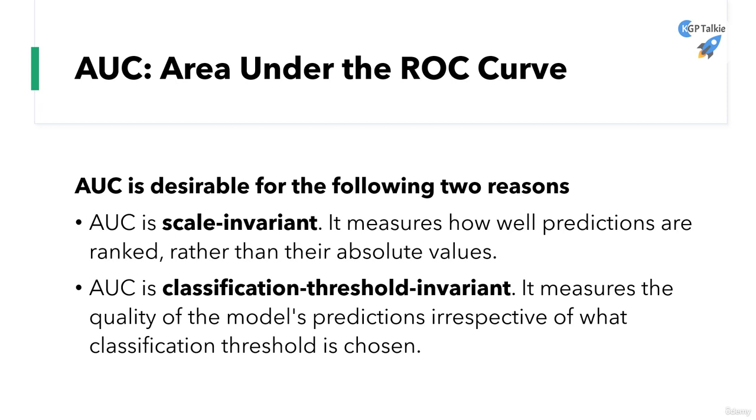AUC is desirable for the following two reasons. AUC is scale invariant. It measures how well predictions are ranked rather than their absolute values. AUC is classification threshold invariant. It measures the quality of the model's predictions irrespective of what classification threshold we are actually choosing.